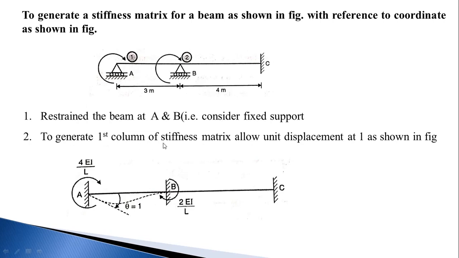To generate the first column of the stiffness matrix, allow the unit displacement at 1 as shown in figure. I want to generate the first column of the matrix, so apply a unit rotation at A. Due to that unit rotation, what is the effect on the beam? That is, at A is a moment, that is 4 EI by L, and at B, the counterbalance moment is 2 EI by L.